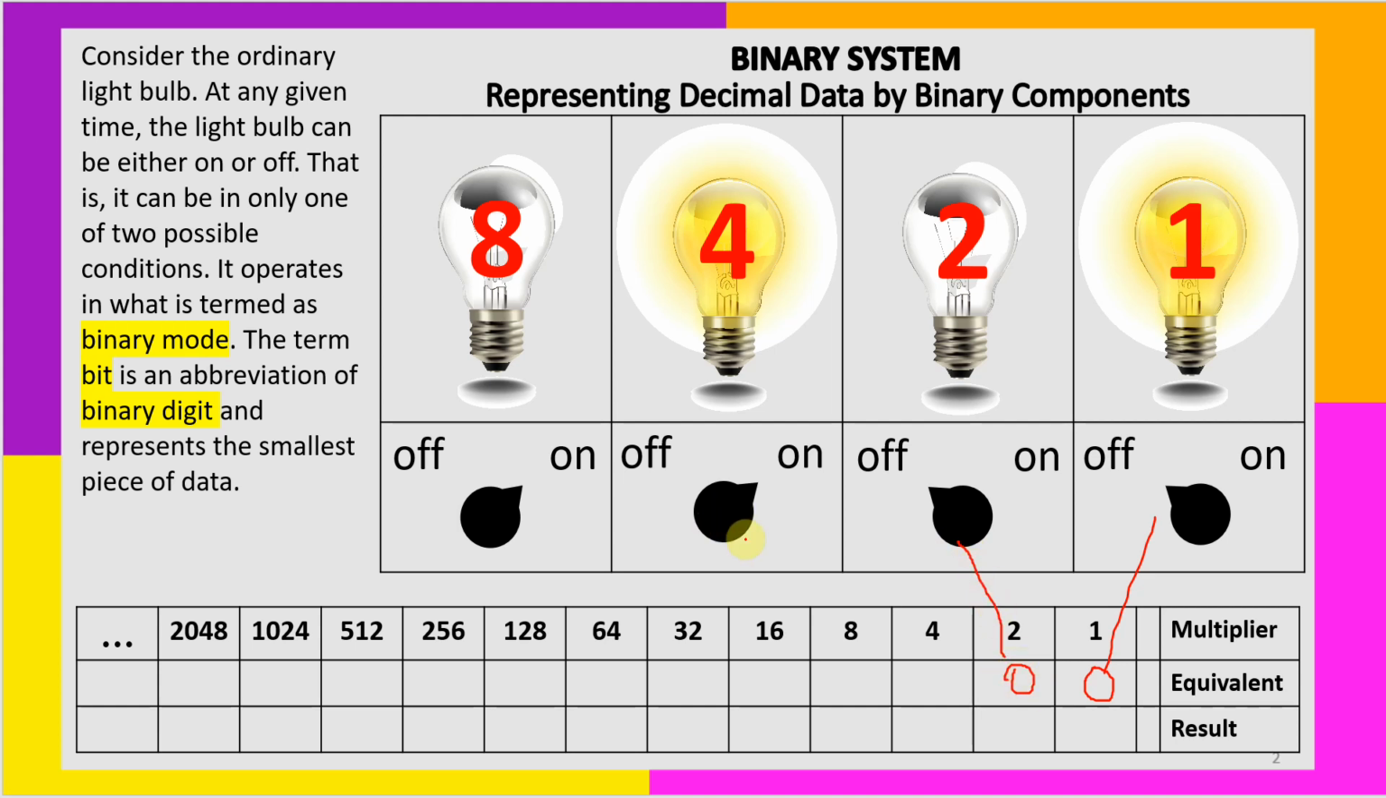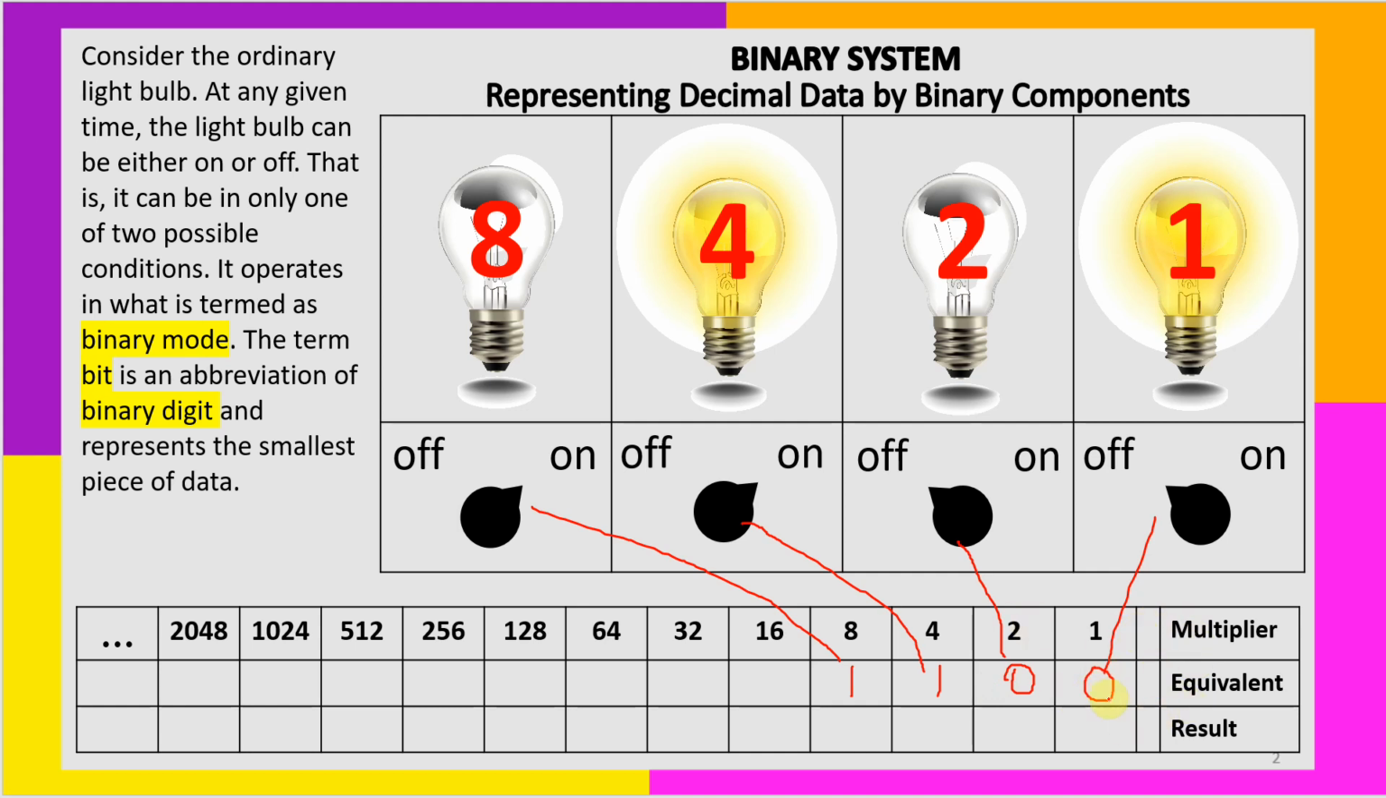The next digit is 4. Here it's on, so it is represented by 1, because computers can understand only on and off in a specific circuitry, which is called binary. The next digit is on, so on is represented by 1 and off by 0. In this case, these are the multipliers and these are the equivalents.